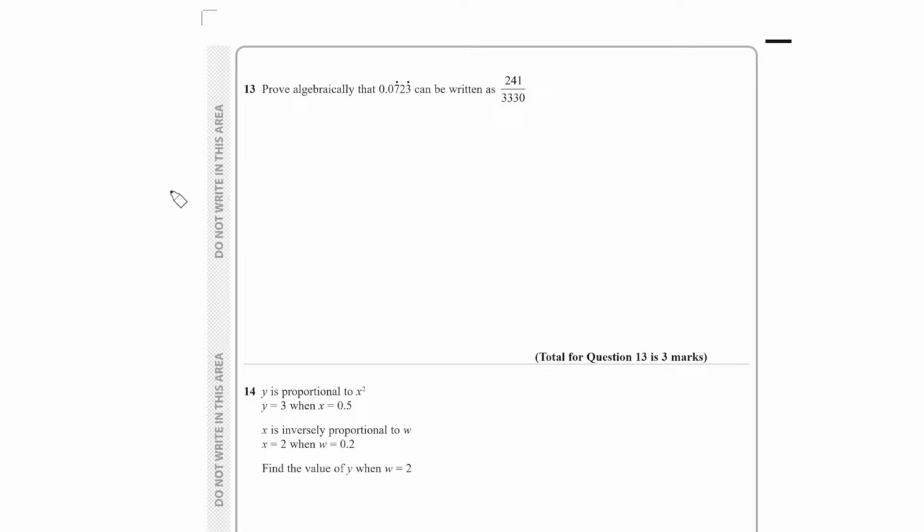Question 13. This is a really nice one if you just memorise what to do. It's a very similar method every time. So prove algebraically that 0.0723 recurring can be written as 241 over 3,330.